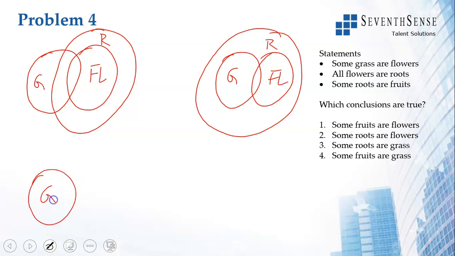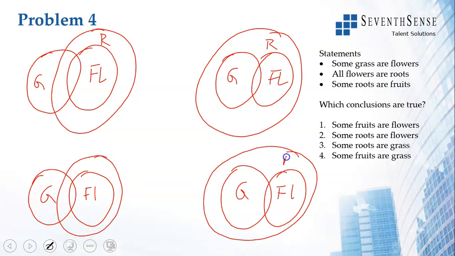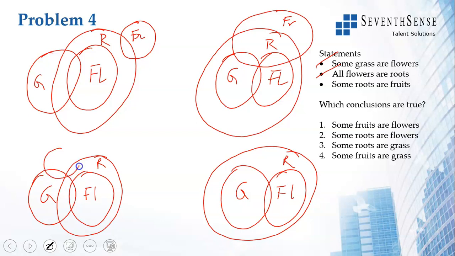Okay. I generally assume that I can draw 4. 4 is not possible, that's okay. More than 4, then you can draw. So all flowers are roots. That is done. So these two statements I have drawn now. Some roots are fruits. I can write it like this. I can also draw it this way.